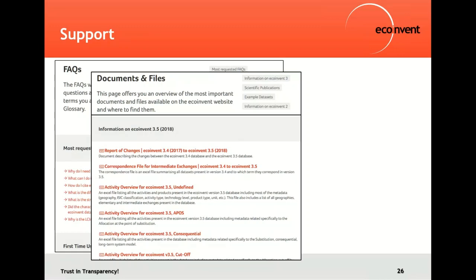You will also have access to a documents and files section, and in the documents and files section there is direct access to a lot of documents that contribute to understanding the content of the released version of the database, and also help you with filtering and searching and diving into the content of the database itself. So you can find here again the report of changes. It's a fast access to the report of changes, a fast access to the correspondence file that I introduced, and also a fast access to the activity overview.